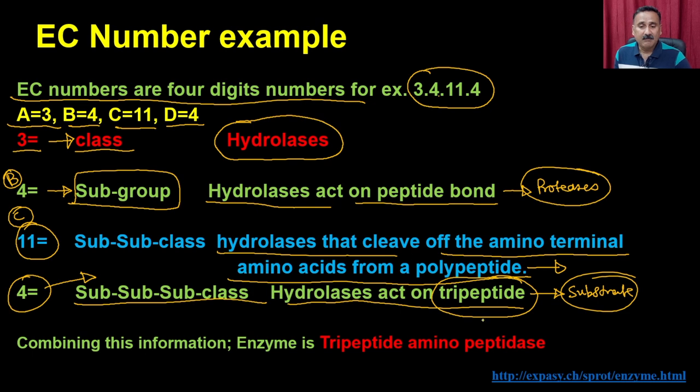Okay, now if you combine all this information, what it says is that it is a tripeptide, it is an enzyme which works from the amino terminal side, and it is a protease. So if you combine all these, you will say that the enzyme is tripeptide aminopeptidase. So peptidase means the enzyme which is going to work on the peptide bond. Amino means it is going to chew the substrate from the amino side, and tripeptide means it is going to work on a tripeptide. It is not going to work on the bigger proteins, it is only going to work on the tripeptides.